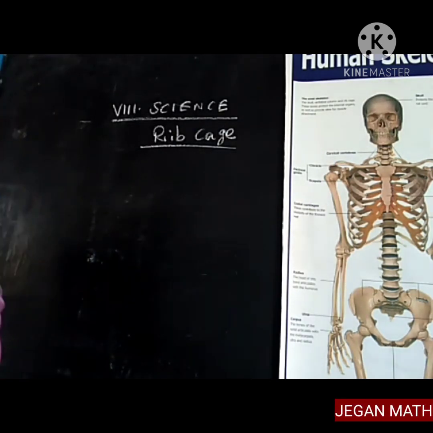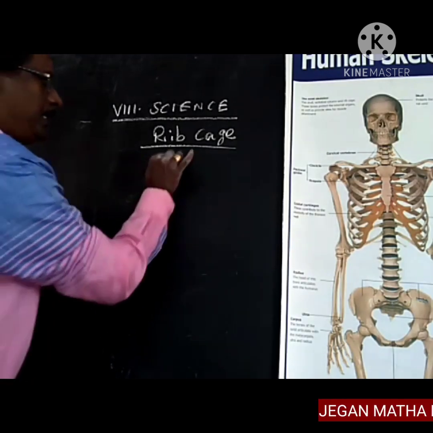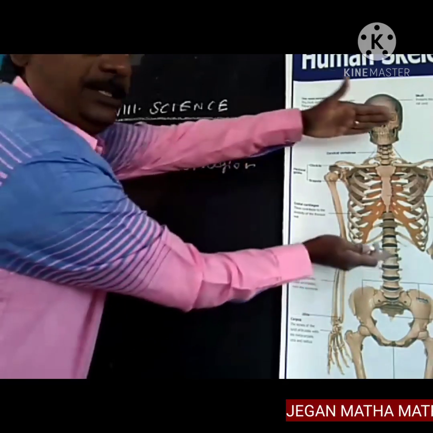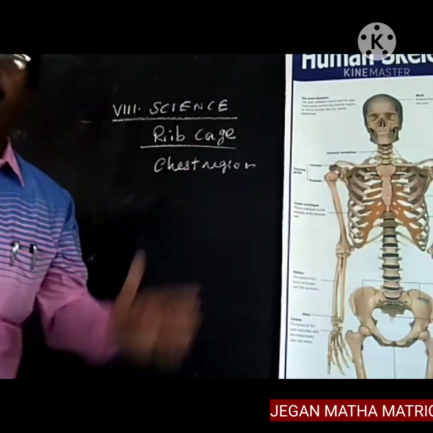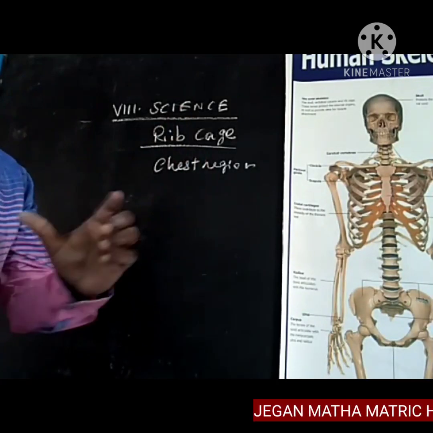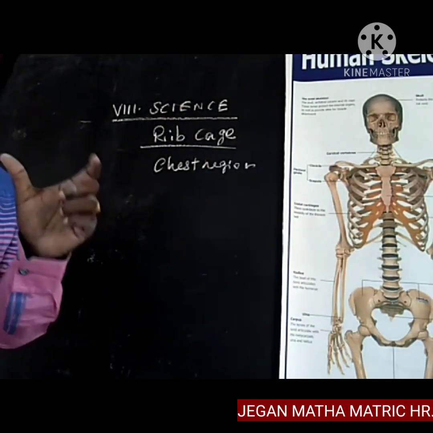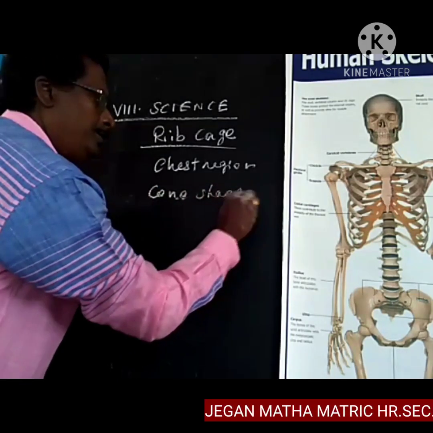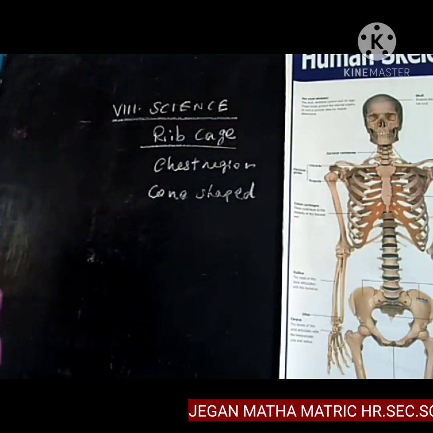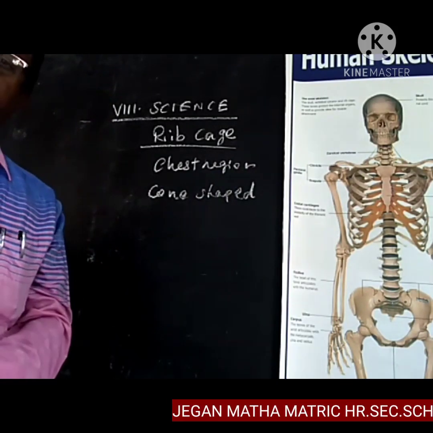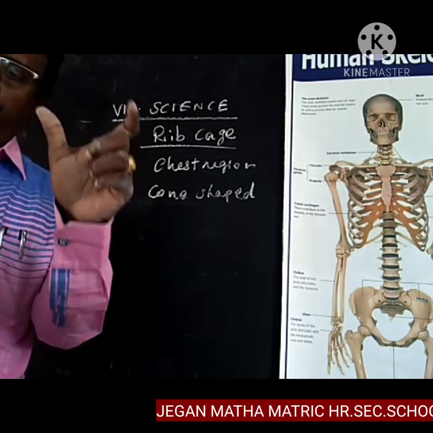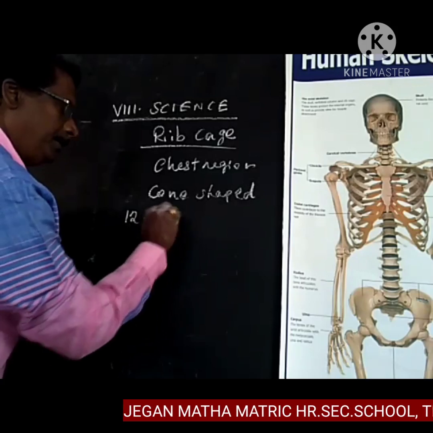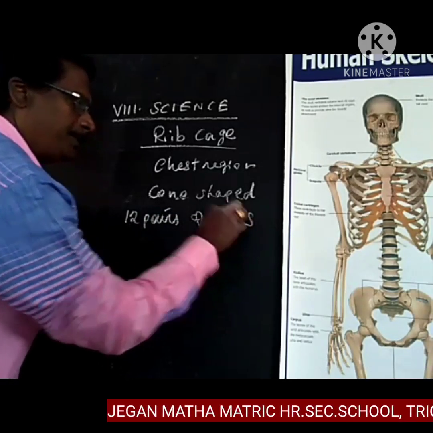Good morning, students. Today we discuss the 8th standard science topic, the rib cage. The rib cage occupies the chest region. It consists of a cone-shaped structure made up of 12 pairs of ribs.